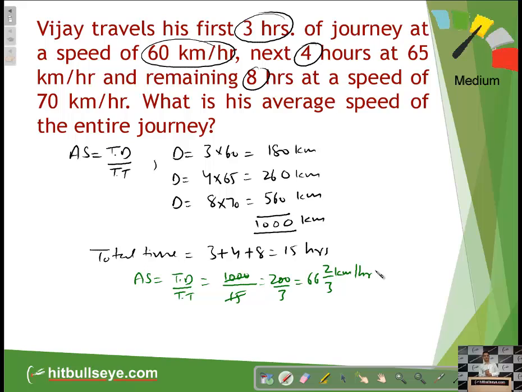Again, students, what we have done? We have again done the application of the basic formula: total distance by total time. Now come to the next question.